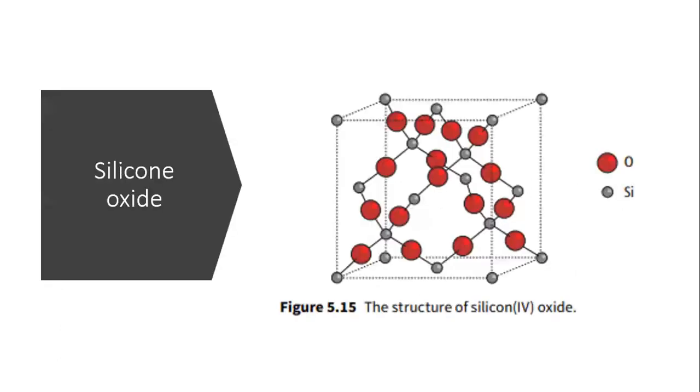Now, we have something known as silicon oxide. What do we know about silicon oxide? It does not conduct electricity. Okay, and it does not conduct electricity because it does not have any free electrons. Fine.